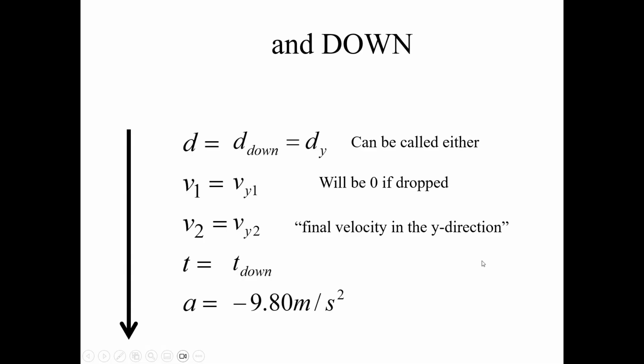On the way down, we can have a similar set of variables. One thing that's worth knowing for now is that initial velocity in y will be 0 if an object is dropped or if it's launched horizontally, like we'll see in our type 1 problems.